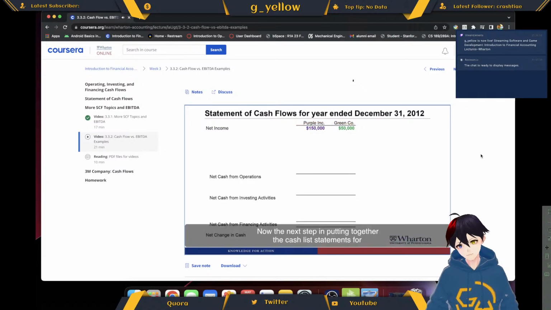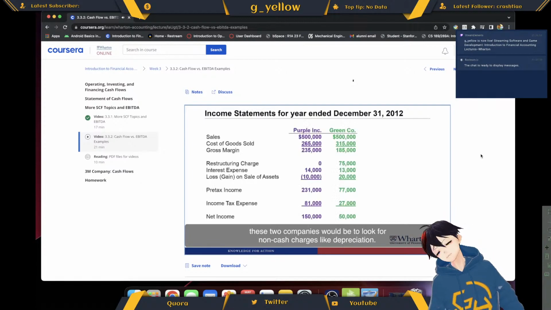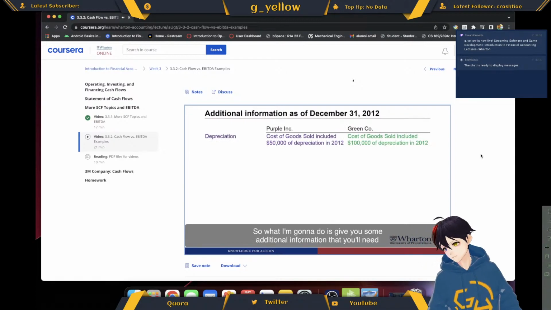Now the next step in putting together the cash flow statements for these two companies would be to look for non-cash charges like depreciation. If we go back to the income statement, you don't see depreciation anywhere here. That's because it's lumped in with cost of goods sold. So what I'm going to do is give you some additional information that you'll need to solve this problem.